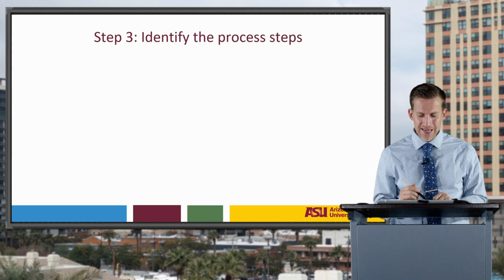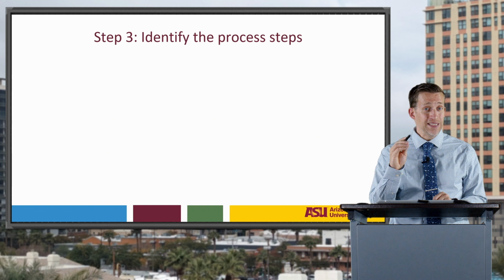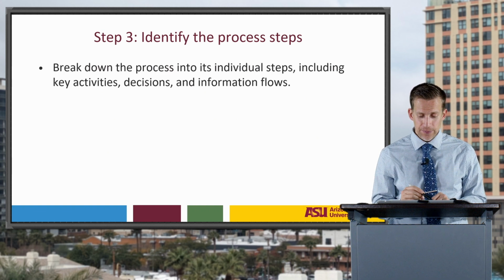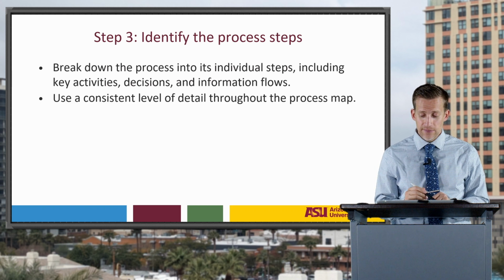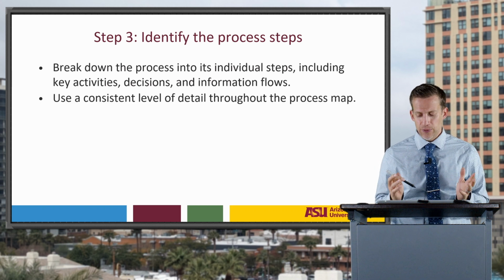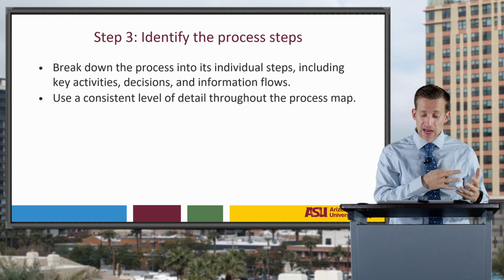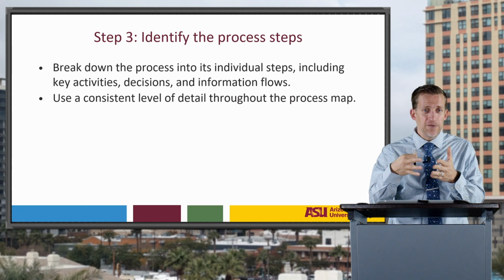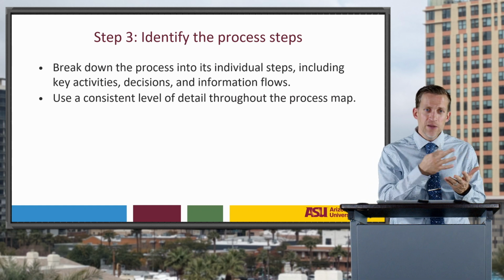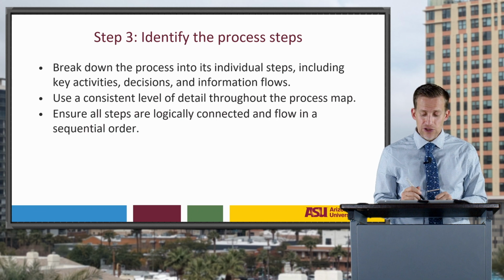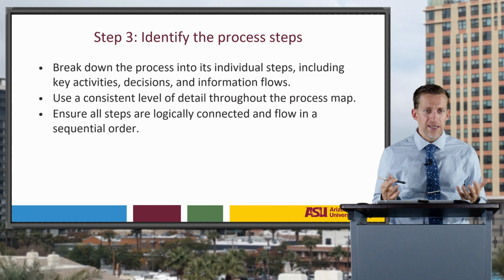All right, step 3. In this step, we should have enough information to begin identifying the steps. We can break down the process into individual steps, showing what activities take place, what decisions are made, and how information flows. We want to be consistent in our level of detail. So for example, we do not want to be general for one series of steps and then suddenly become very specific for another series of steps. We should be consistent. And then last, all the steps should be in sequential order and make sense.